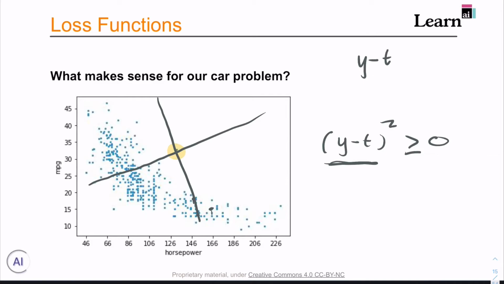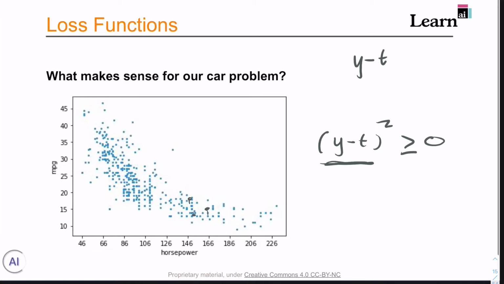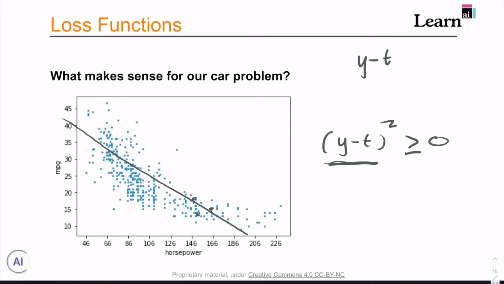Both of those lines are clearly not good fits for this data. However, if we're comparing cost, which is the average over all of those, there's only one good line, and it's somewhere like this, because we're taking into account all of these distances for all of these points.